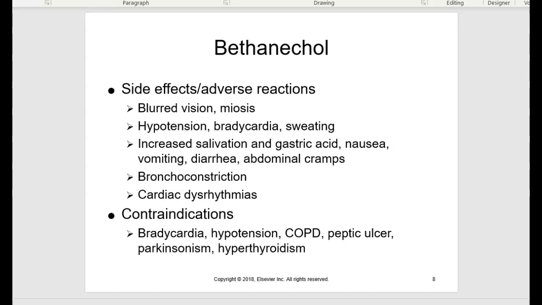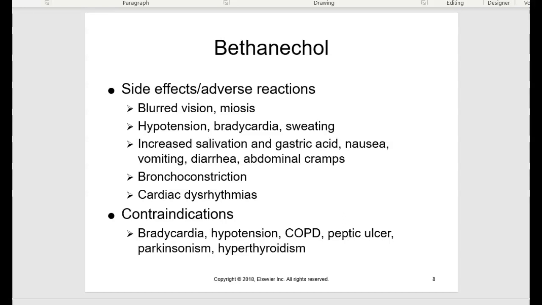Going along with that, hypotension, bradycardia, increased salivation, gastric acid. That's again that rest and digest. This is the digest part of the system at work. Nausea, diarrhea, and abdominal cramping, bronchoconstriction, and then finally cardiac dysrhythmias. But again, a lot of those side effects you should recognize just because you understand what the parasympathetic nervous system does and how the medication is a cholinergic agonist, what you would expect to see in your patient.